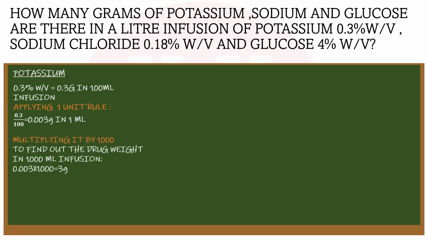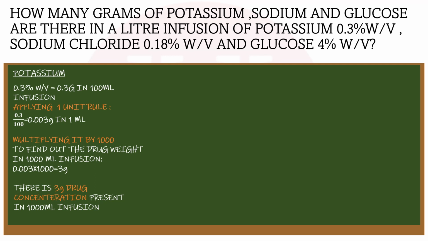Our next step is multiplying it by 1000 to find out the drug weight in 1000 ml of infusion. So 0.003 into 1000 is equal to 3 grams. So the final answer is in 1 liter infusion of the solution we have 3 grams of potassium.